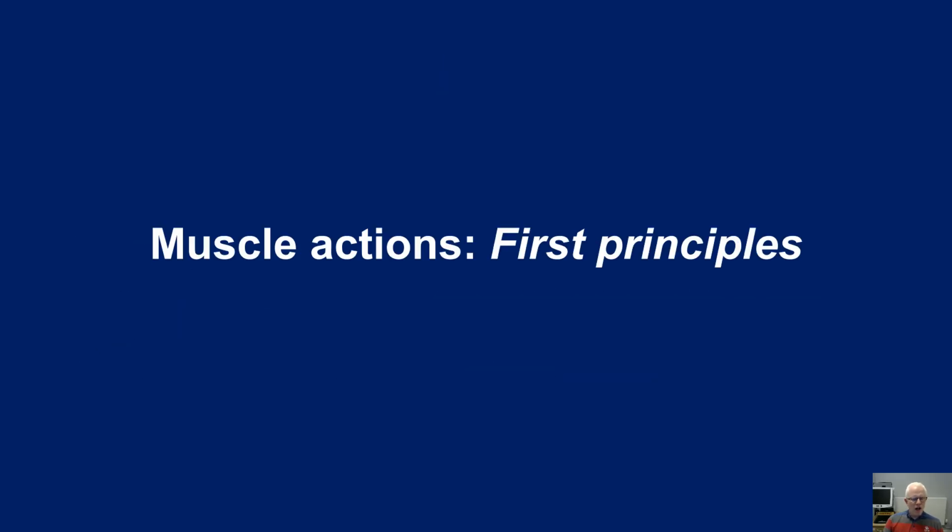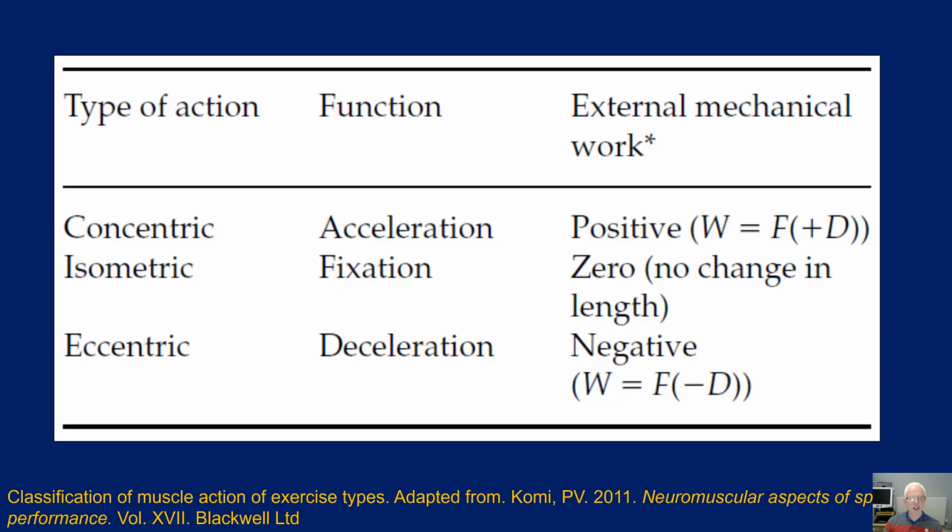So let's start with some basic first principles in terms of just thinking about muscle actions. And we'll start off with just getting back to understanding a little bit about what we mean in terms of muscle actions and muscle types. And there are three basic muscle action types. There are those which are concentric, those which are isometric, and those which are eccentric. And if you think about it very logically, under a concentric based action, the muscle is by definition shortening.